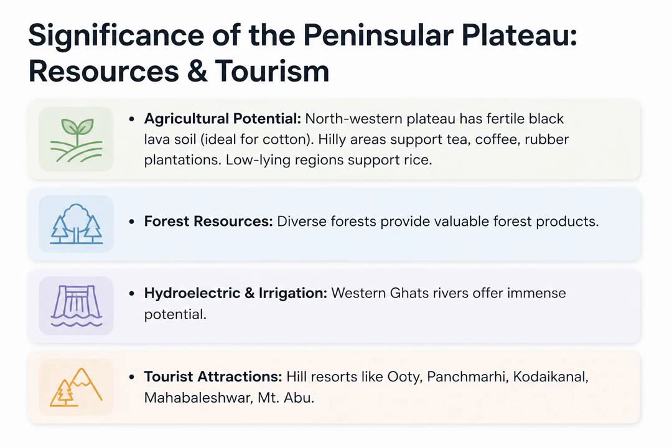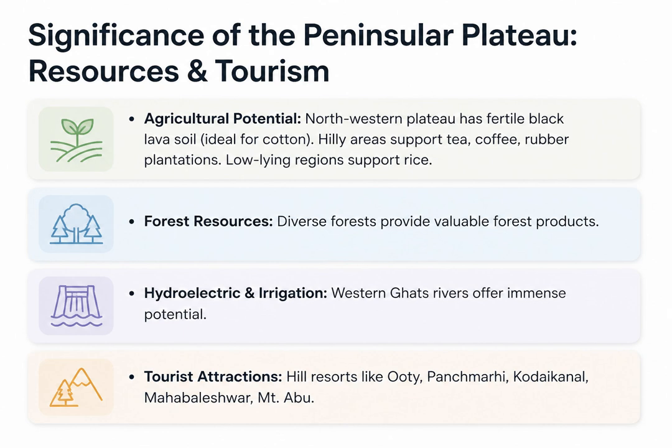Beyond minerals, the plateau's surface is incredibly productive. The northwestern region is blanketed in fertile black lava soil, which is ideal for cultivating cotton. The undulating hilly areas are perfectly suited for lucrative plantation crops like tea, coffee, and rubber, while the low-lying river valleys support extensive rice cultivation. The plateau's highlands are covered in diverse forests, yielding valuable timber and non-timber products.